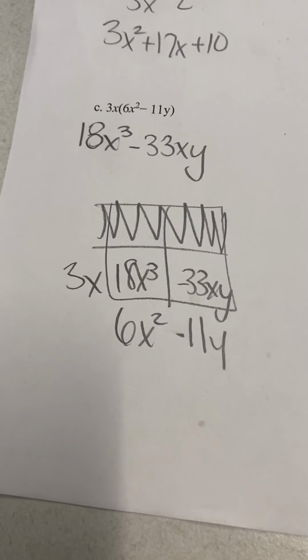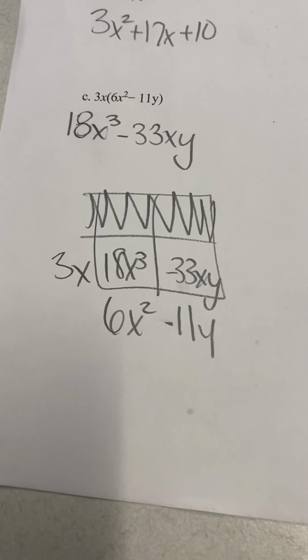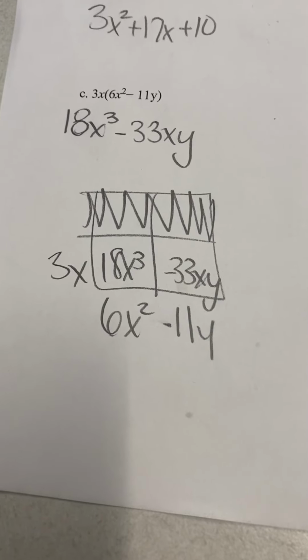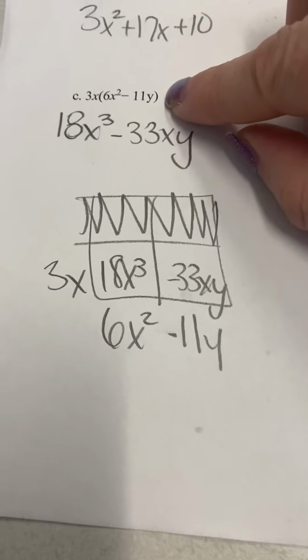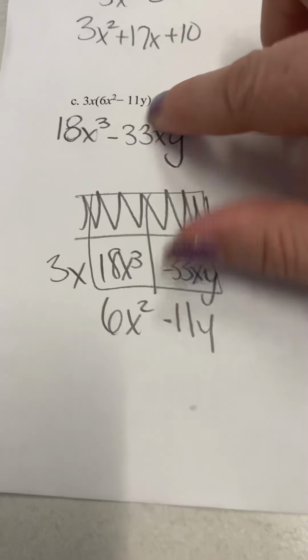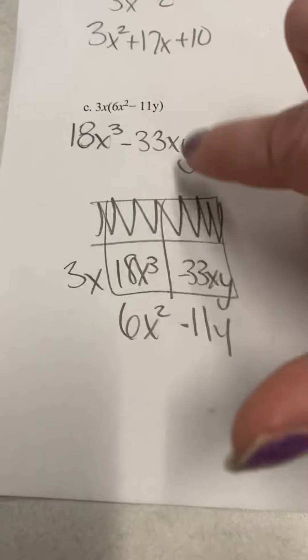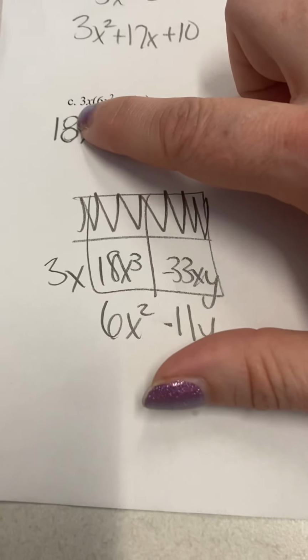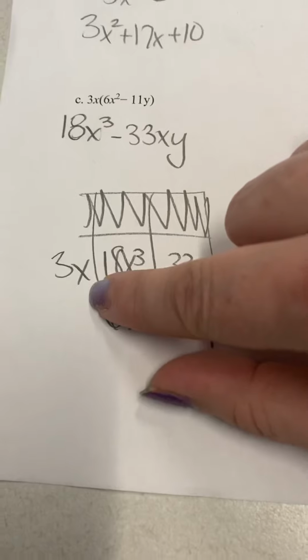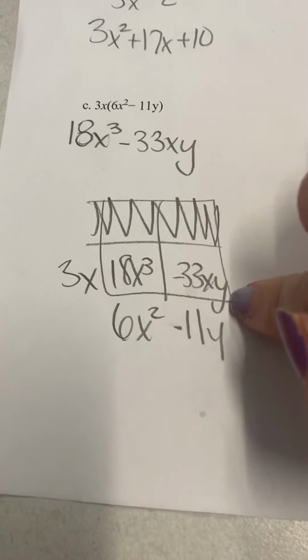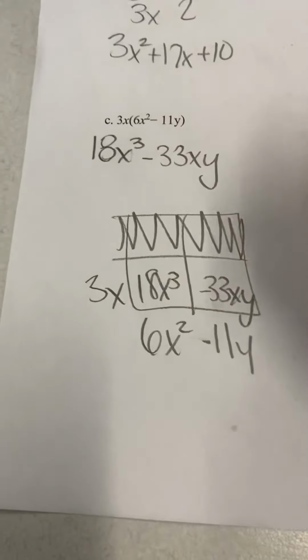On video 3, I want to finish problem 68 and then do the back of this page as well. So we have your area written as a product still. I drew a big rectangle, but this one only has one thing there. There's not like a constant. So I just put the 3x, and then we have your 6x squared minus 11y.